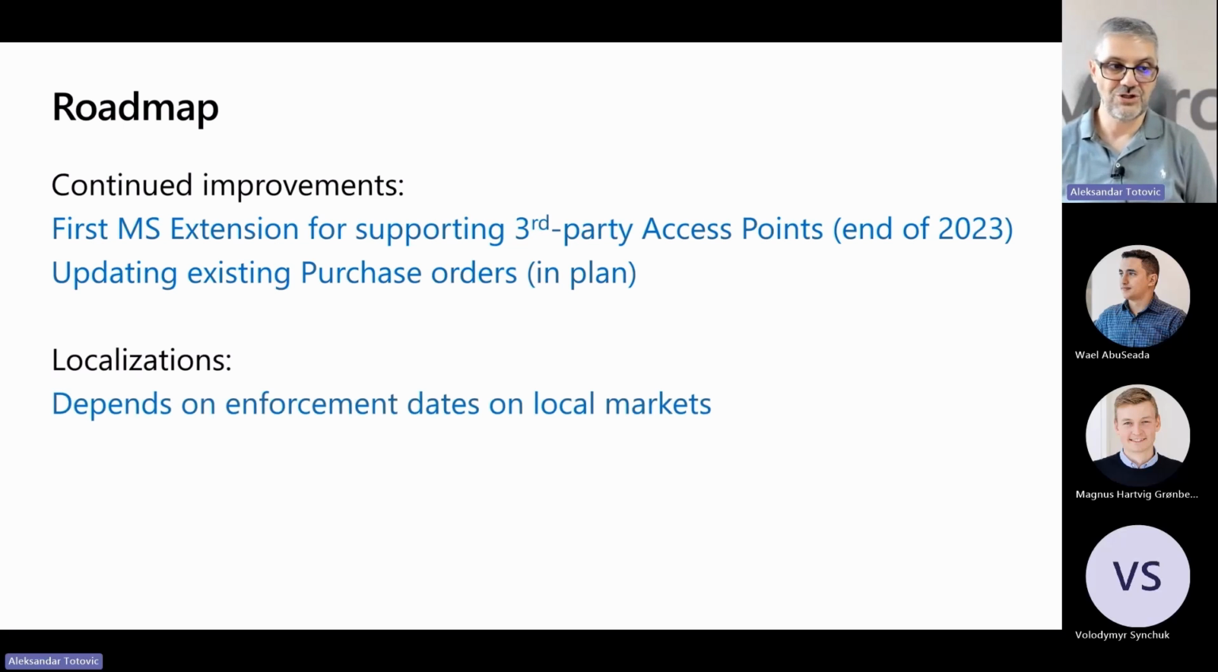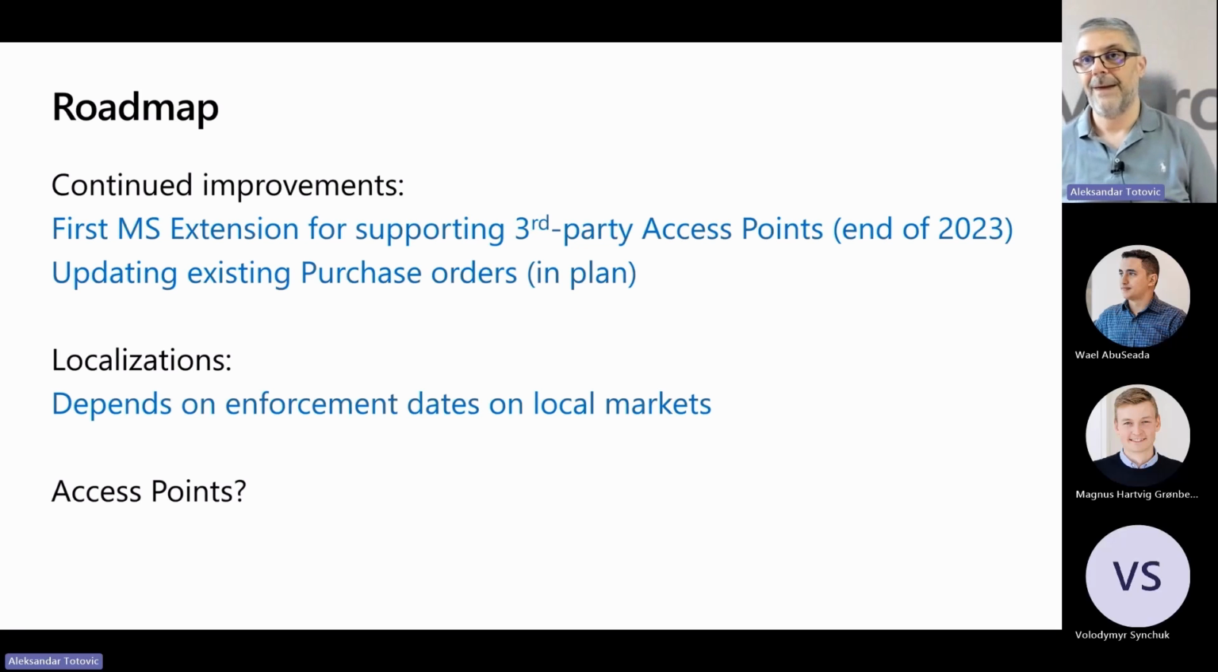Then about localizations, now we cannot say exactly which localization will come first. As you could see, Denmark must work from January, and in Belgium we need to have received the documents in January. So probably we can say that Denmark and Belgium will come first, but all other countries depends on enforcement dates on local markets. That means when we see that this is mandatory in one country, we will deliver all localizations on a time. Now I'm talking about Microsoft-based localizations.